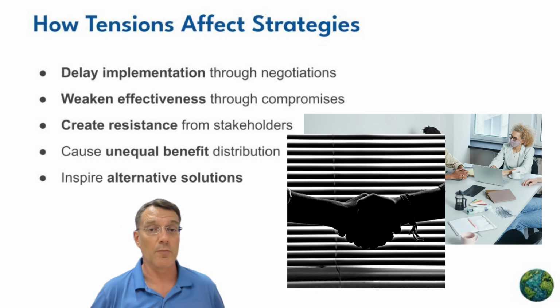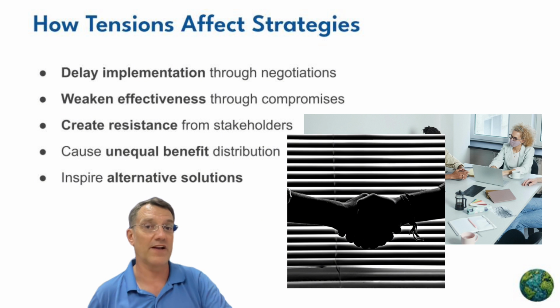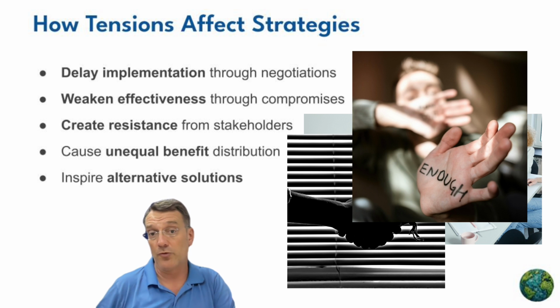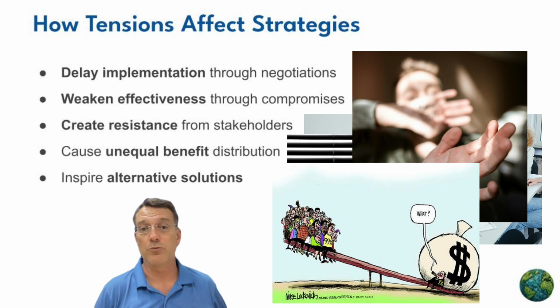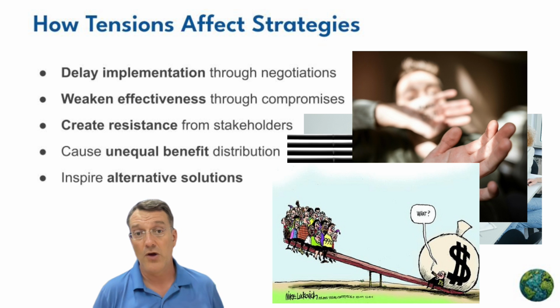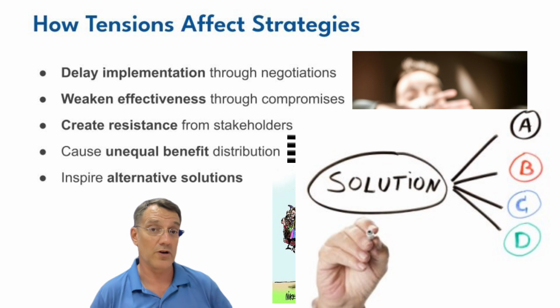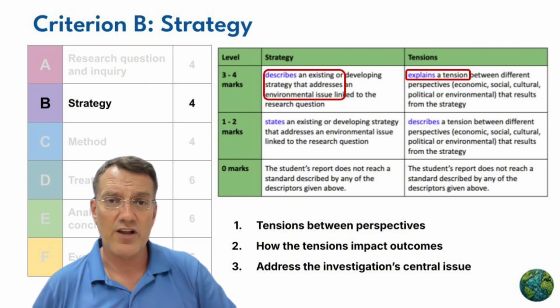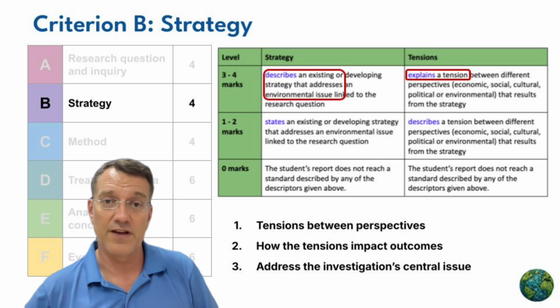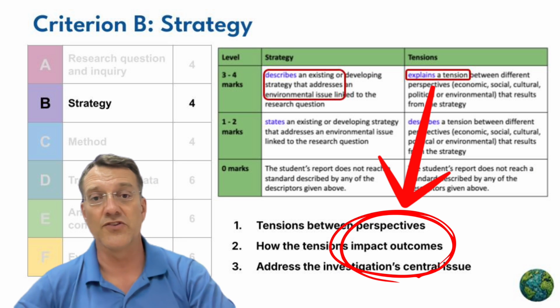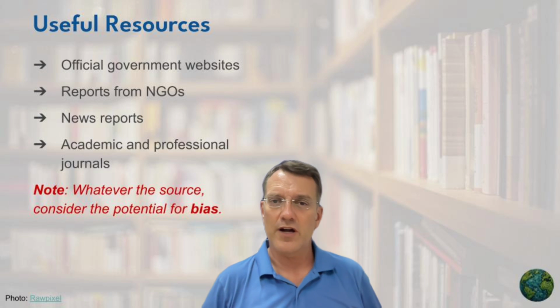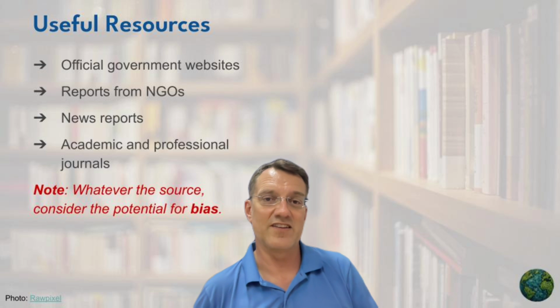They might lead to compromises that weaken the strategy's overall effectiveness. They might cause some groups to actively resist or undermine the strategy. They might result in unequal distribution of benefits and costs, or they might even inspire alternative strategies that attempt to address multiple perspectives at the same time. Whatever connections you make, be really specific about how the tensions you've identified create real-world consequences for addressing the environmental issue.